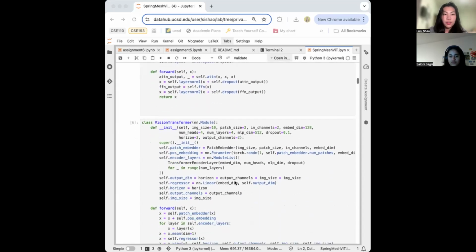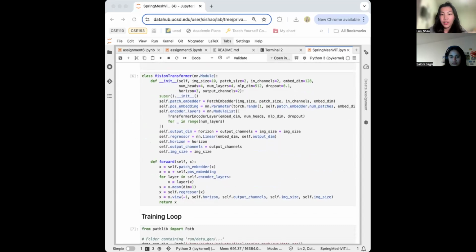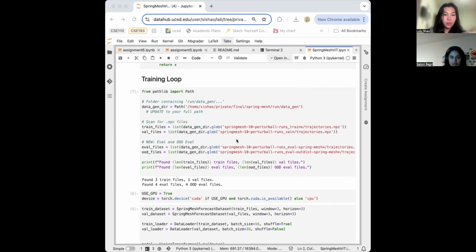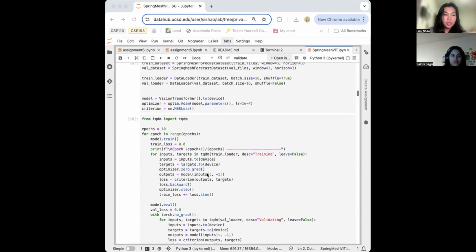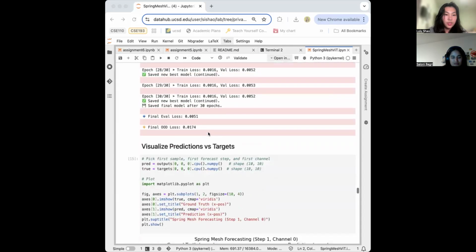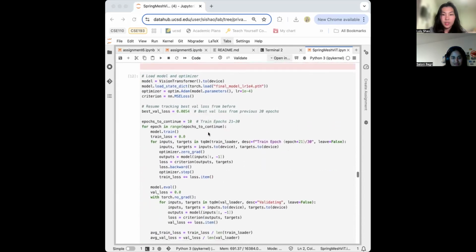For the vision transformer, the complete model for forecasting uses 4 encoder layers and a regression head. The final output is reshaped into the forecasted mesh grids over 3 time steps, each with 2 channels for X and Y positions. For the training loop, we first loaded the data from the directories. During the training, each patch is passed through the model to predict the future mesh states.